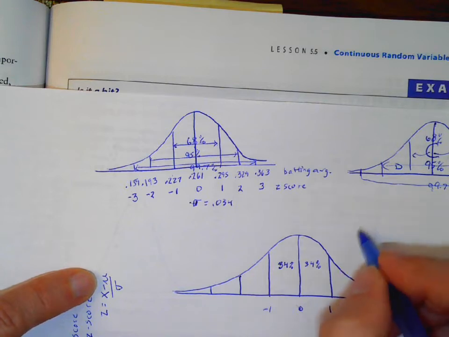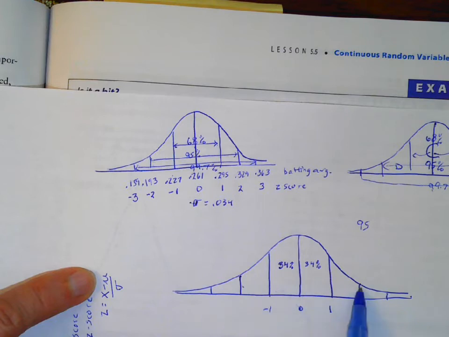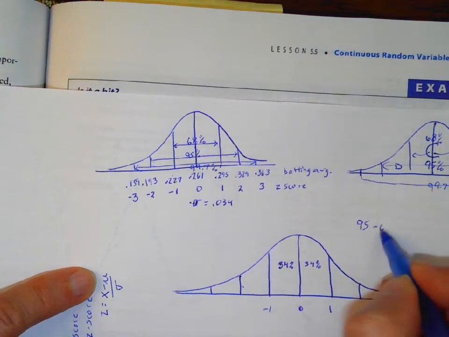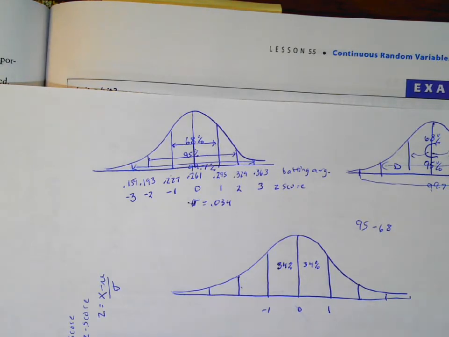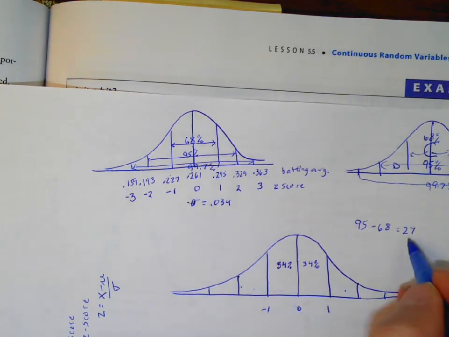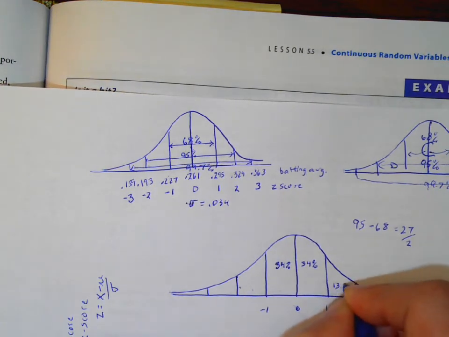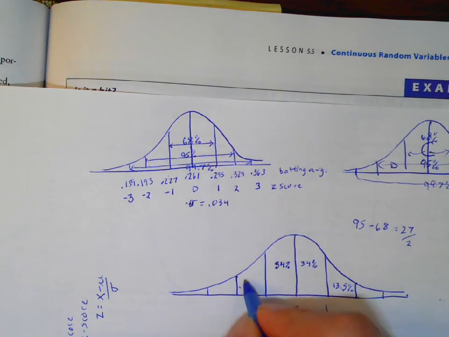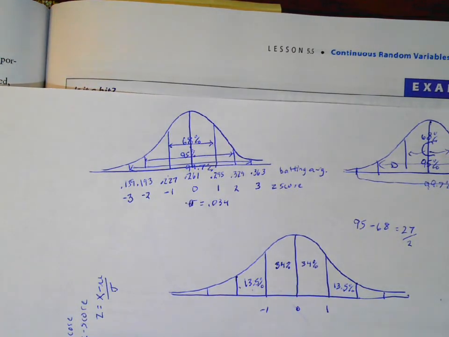The next one, for here, if I want to find out what's in each of these sections. If I take 95%, the whole thing here is 95%, and I subtract this 68% away, I get 27%. So there's 27% here and here. If I take that and divide by 2, that leaves 13.5% for each of these areas.